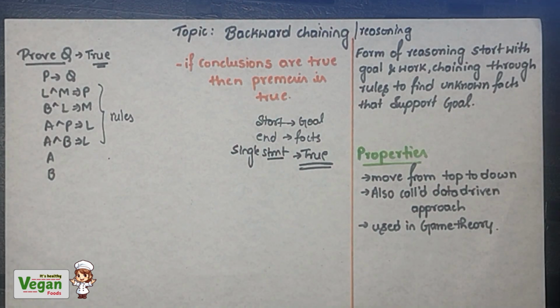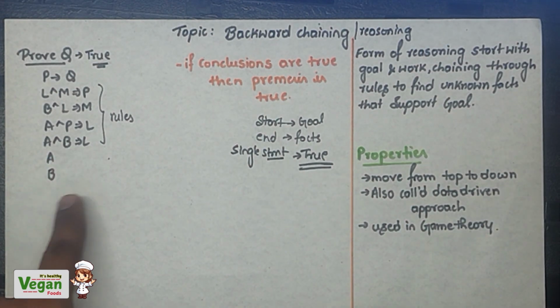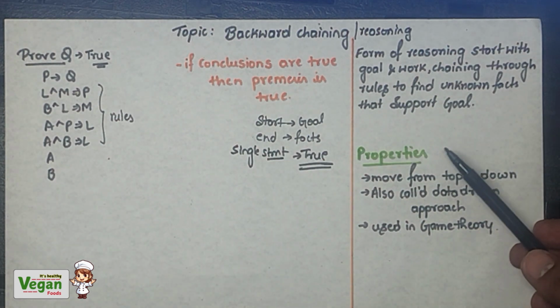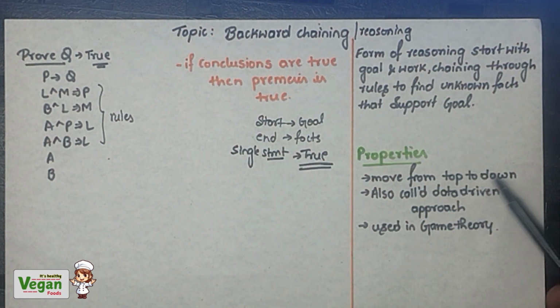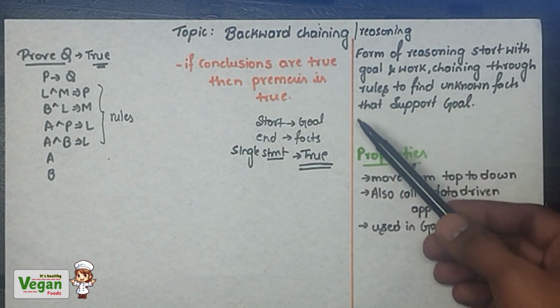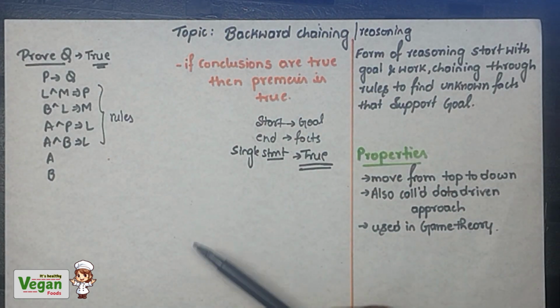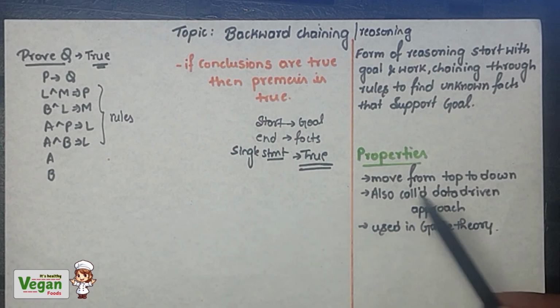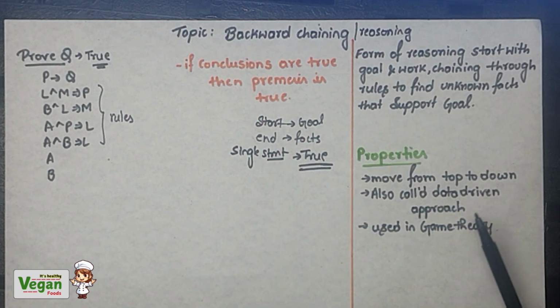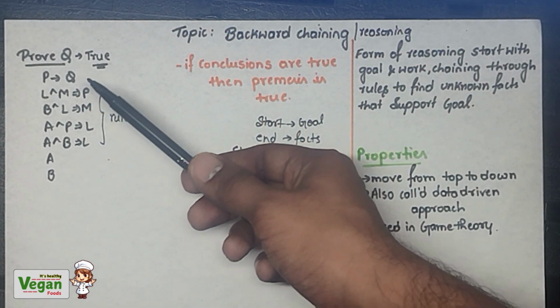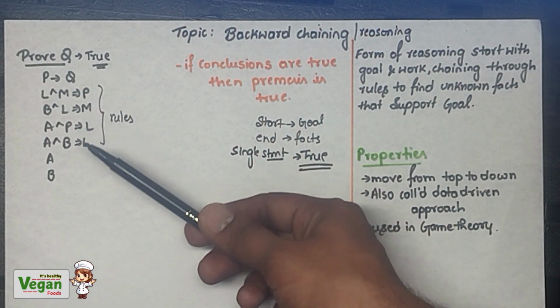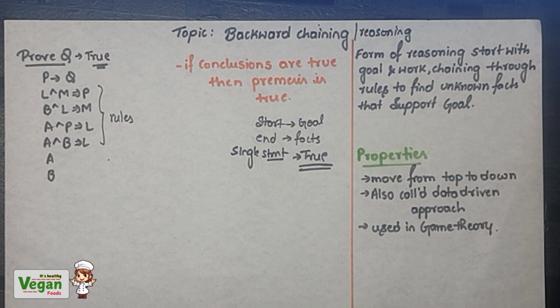Now we must prove it. So let's jump into the question, but first let's discuss the properties. It moves from top to bottom. Backward chaining goes from top to bottom, that is, from the goal to the facts or the truth. It is also called a data driven approach, because using the previous data we construct the backward chaining, and it is used in game theory.